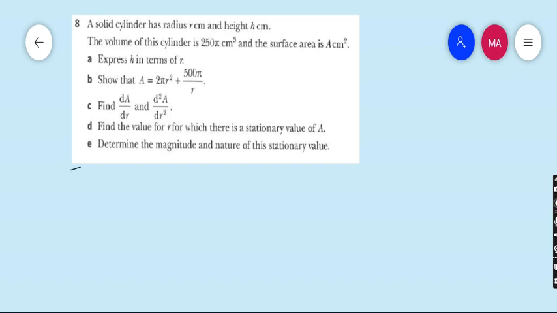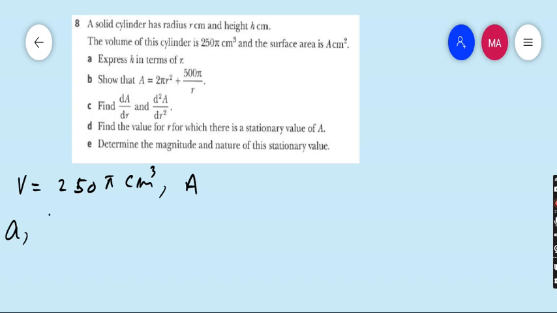Question number 8 is: a solid cylinder has radius r centimeter and height h centimeter. The volume of this cylinder is V equal to 250 pi cm cube, and the surface area is A centimeter square. Part A, express h in terms of r.